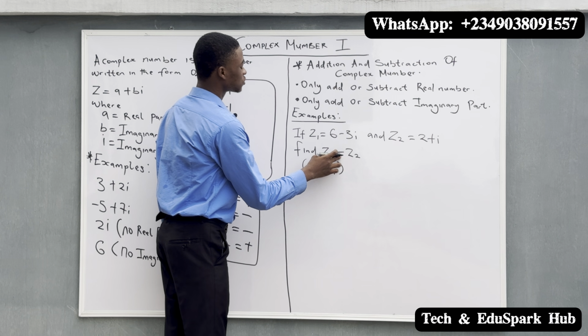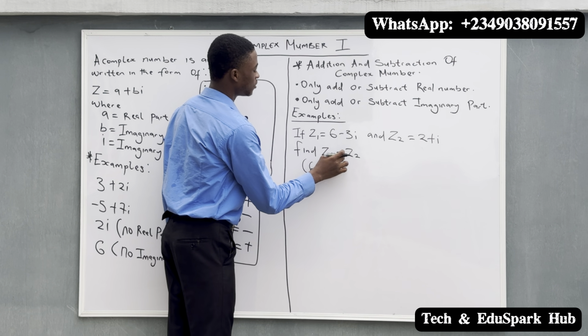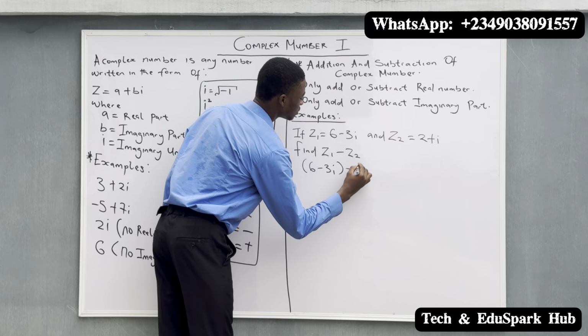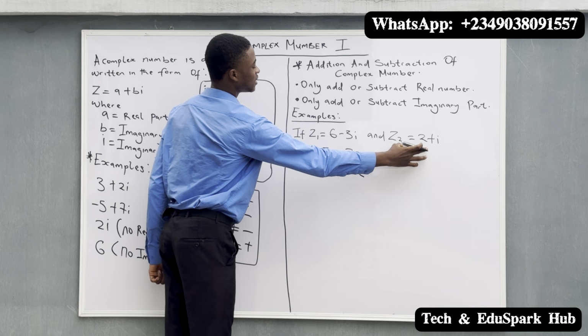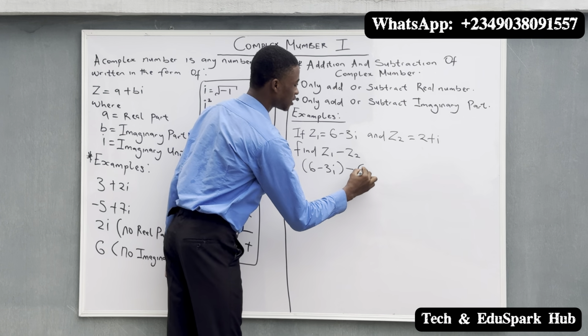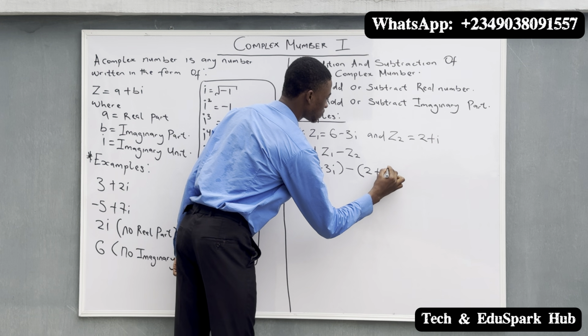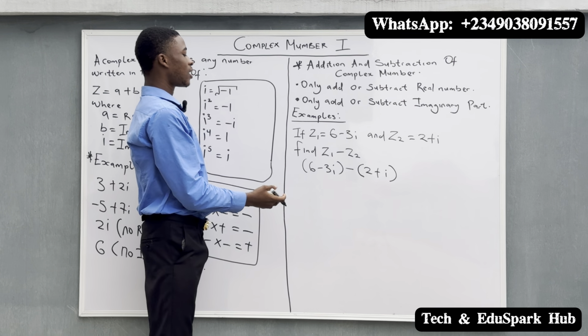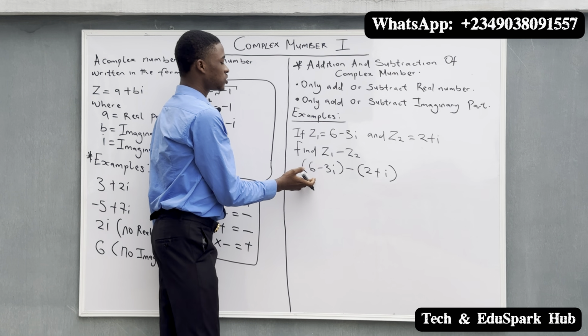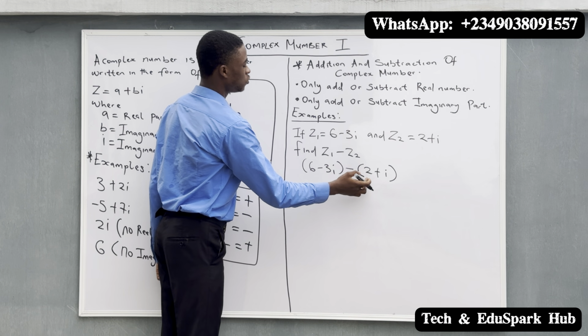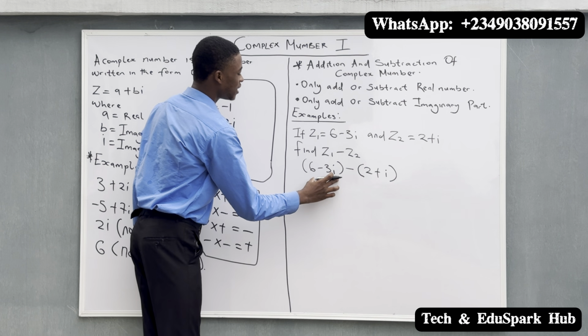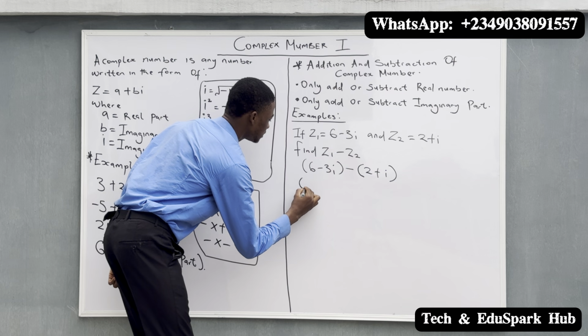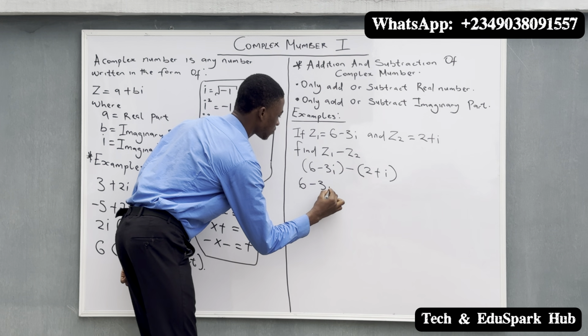And this time we are asked to find a subtraction of z1 minus z2. So we can say minus, another bracket, and put our z2 in that bracket. So our z2 is giving us 2 plus i. So now that we have rewritten our expression as 6 minus 3i minus 2 plus i, we can just easily write this bracket first by saying 6 minus 3i.